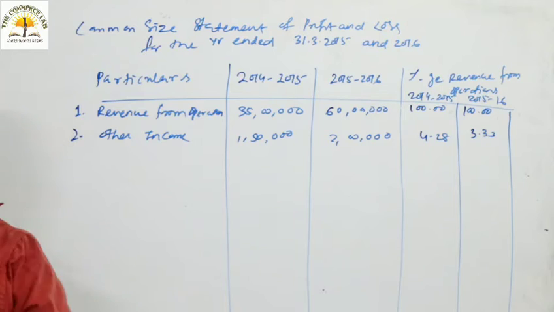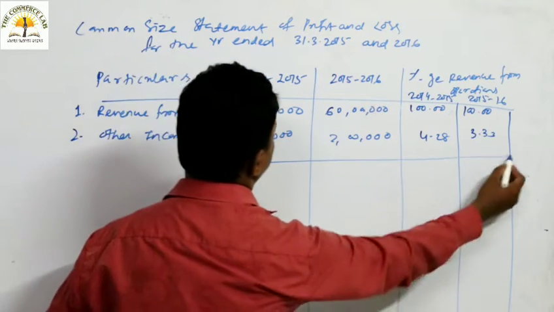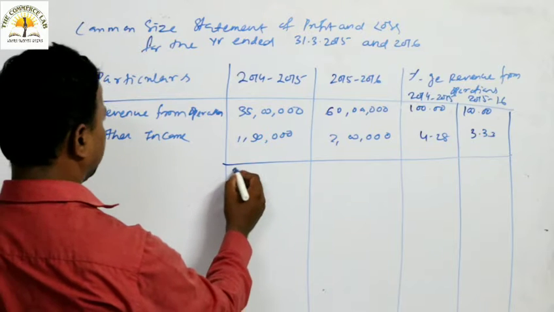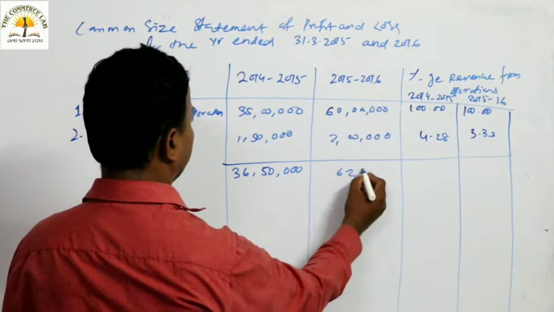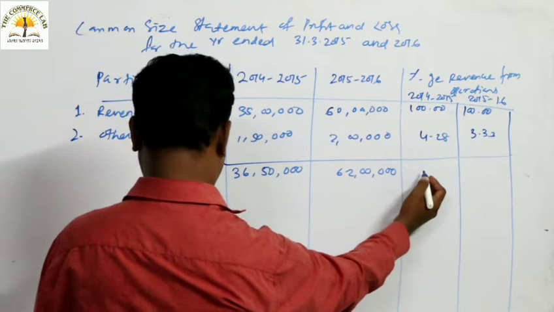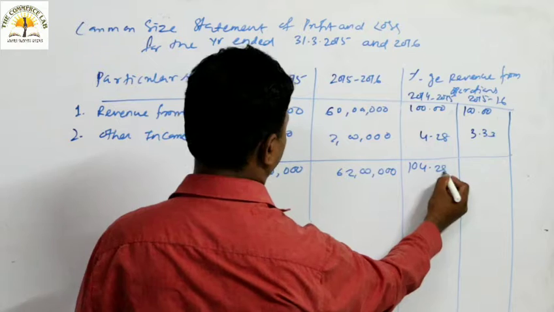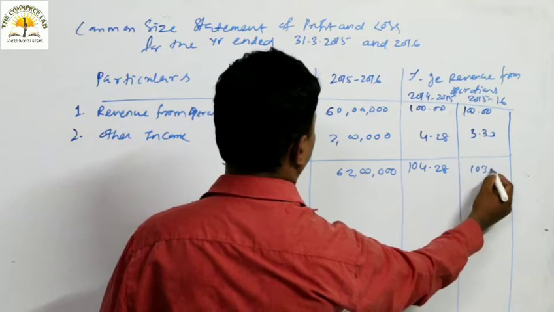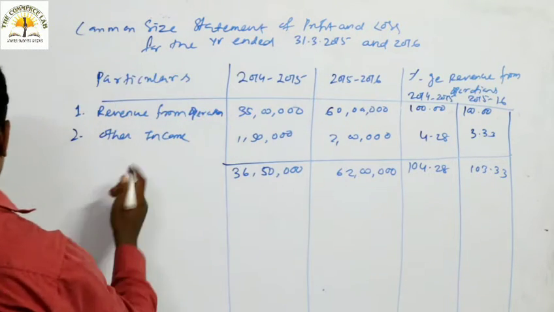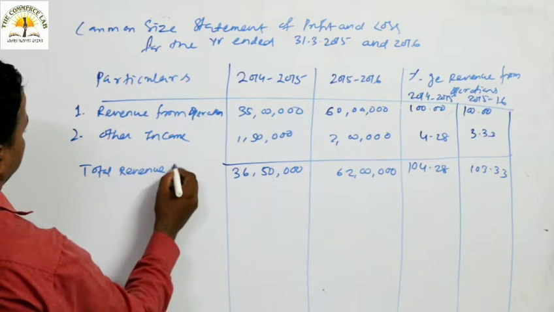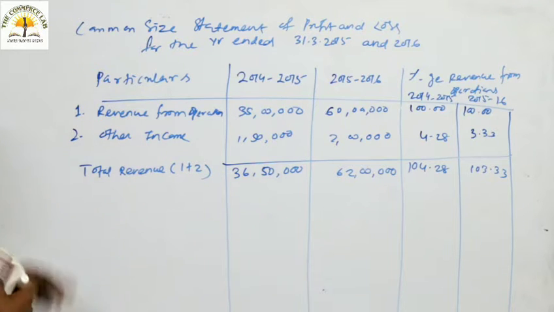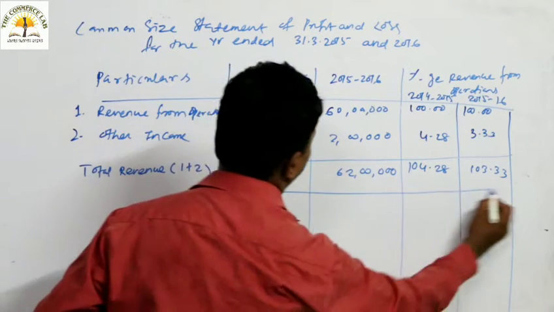Is there any other income? There is no such other income, so you have to simply add these two. 36 lakh 50,000. This is 62 lakh. This is 104.28. Thereafter 103.33. What is this? I can say this is total revenue or total income. So how did you get total revenue? 1 plus 2. This is the sales from operation or revenue from operation and other income. When you add these two, this is the total revenue you are getting.